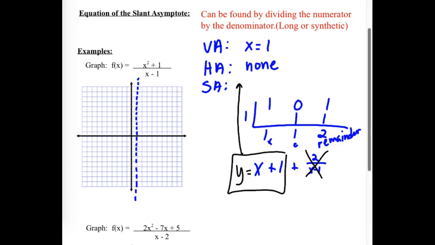Okay? So drop the remainder off. Doesn't matter what it is. It's going to end up becoming very close to 0 as x gets huge, and we take the other piece.